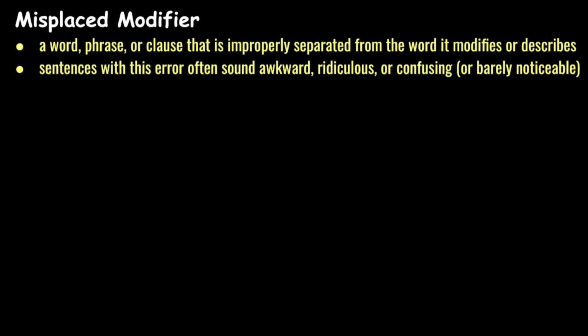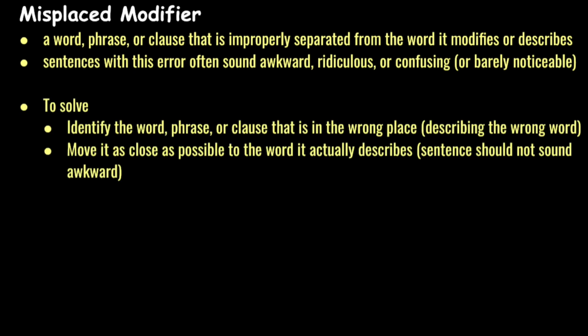Anyway, so a misplaced modifier is a word, phrase, or clause improperly separated from the word it modifies, hence misplaced. Sentences with this error often sound awkward or confusing, but sometimes they're actually barely noticeable. To fix a misplaced modifier, identify the word, phrase, or clause that's in the wrong place, the misplaced part, and move it as close as possible to the word that it actually describes in the sentence.